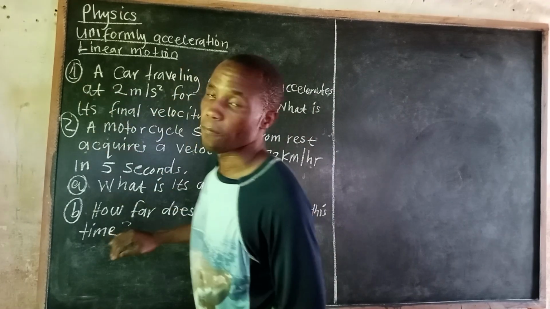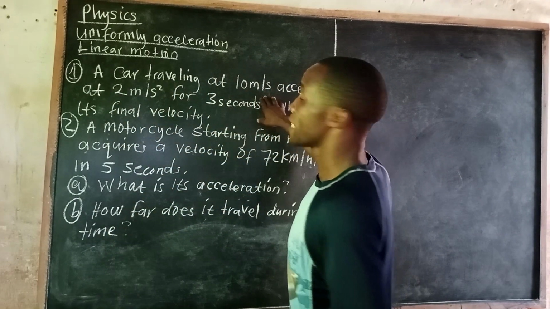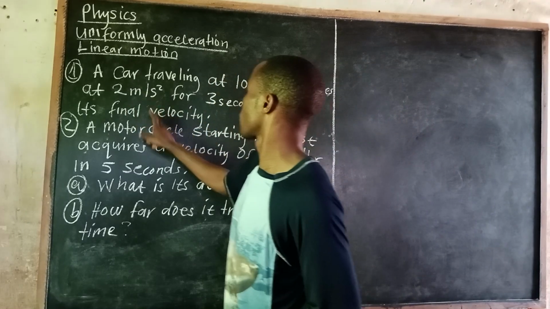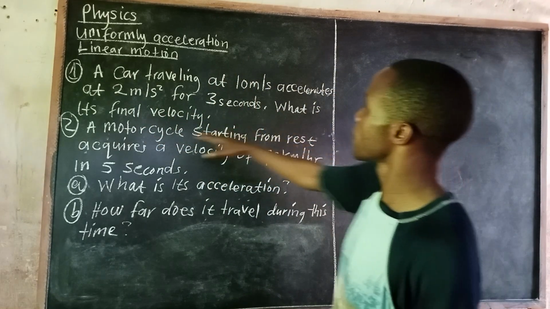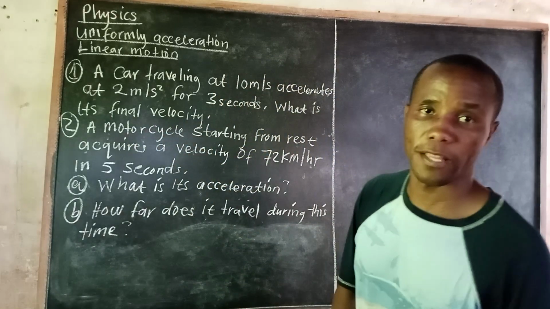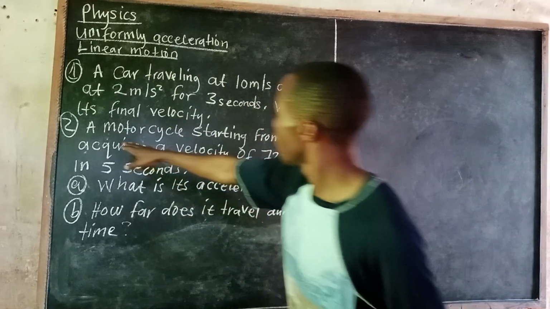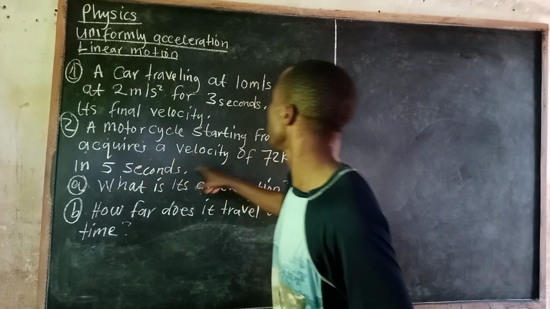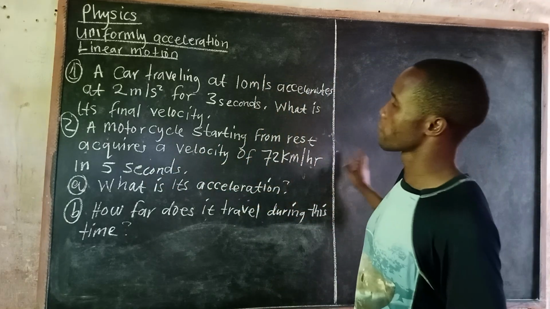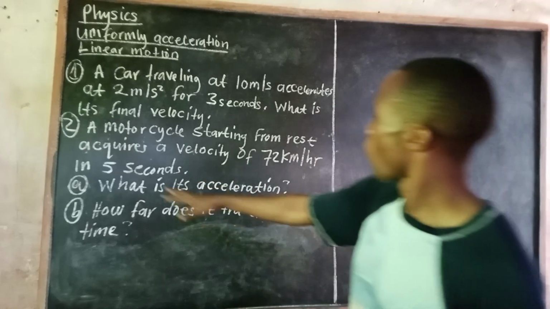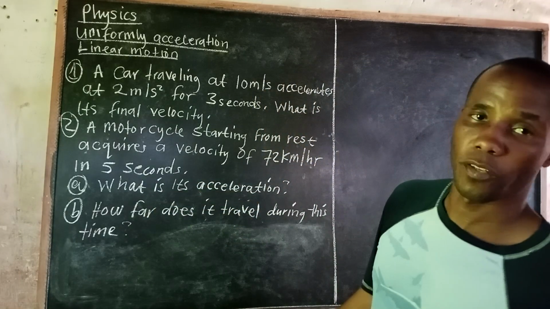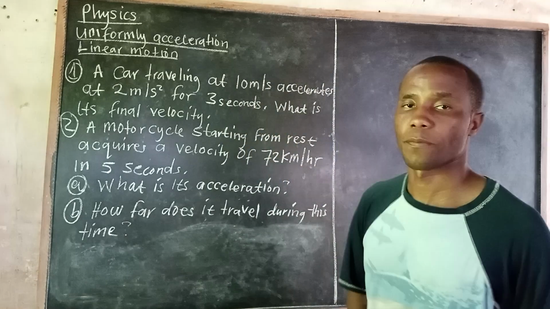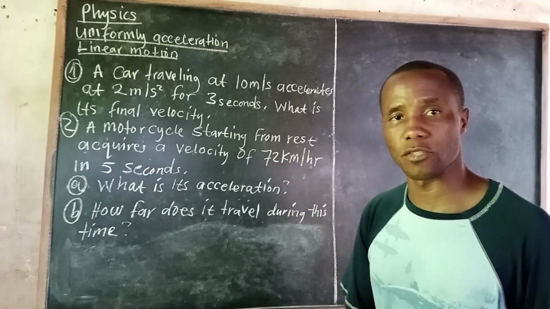So question number one: a car traveling at 10 meters per second accelerates at 2 meters per second squared for 3 seconds. What is its final velocity? That is question number one. Then two: a motorcycle starting from rest acquires a velocity of 72 kilometers per hour in 5 seconds. (a) What is its acceleration? Then (b) how far does it travel during this time? So now how are we going to answer this question?